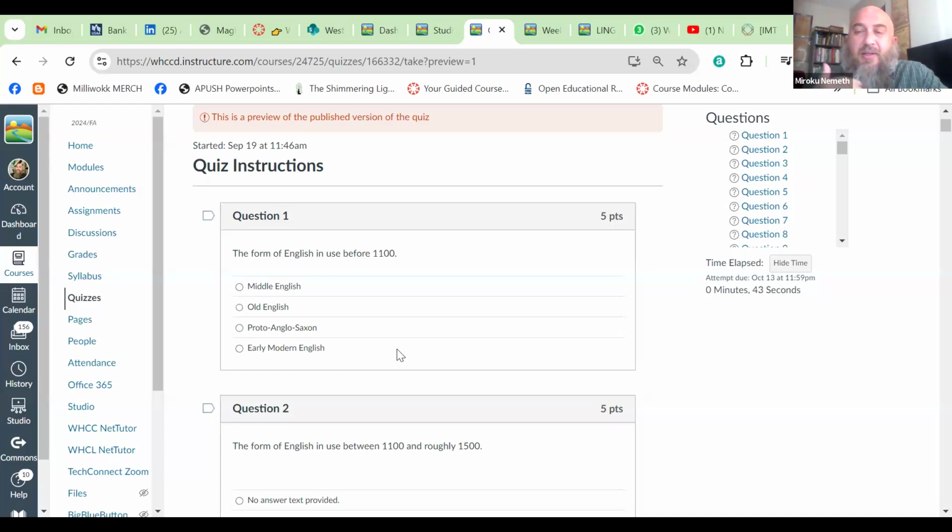In 1066, William the Conqueror came to England to try to claim the throne, and he defeated Harold Godwinson at the Battle of Hastings, and he ushered in the reign of the Norman French.